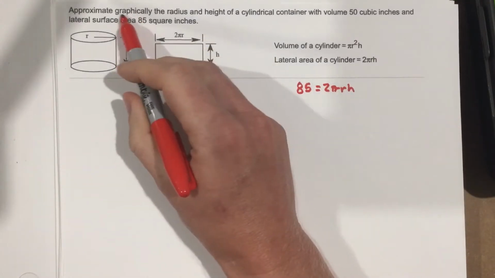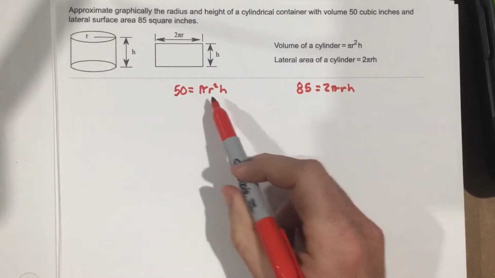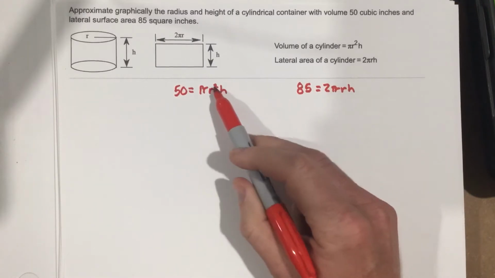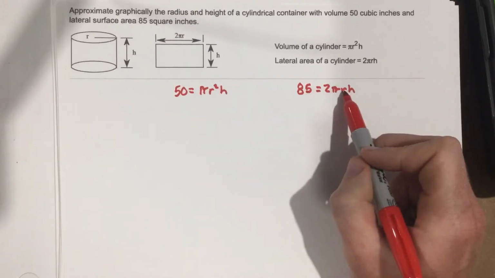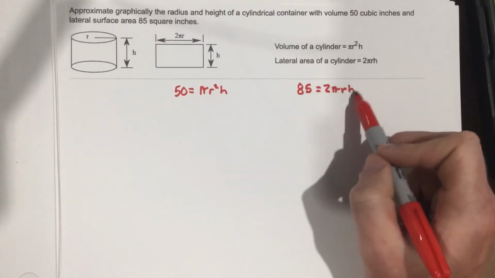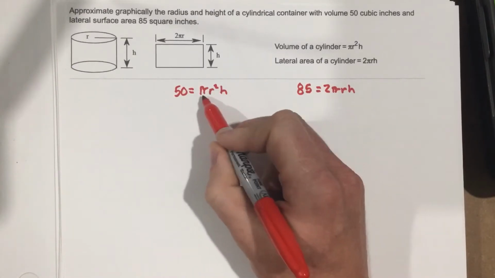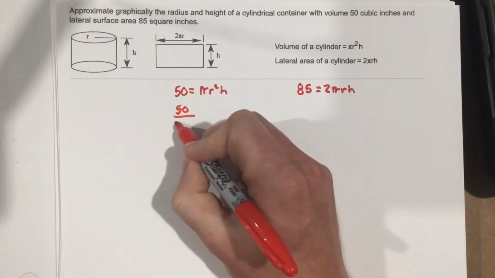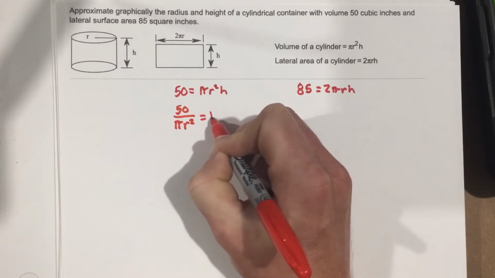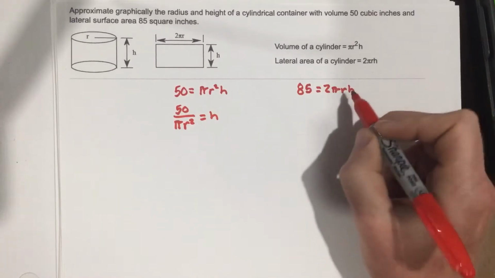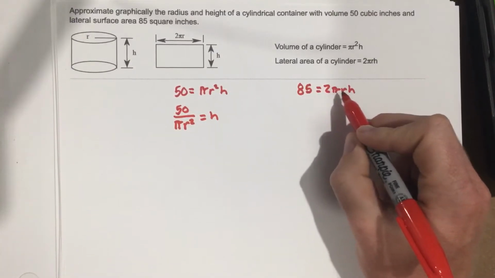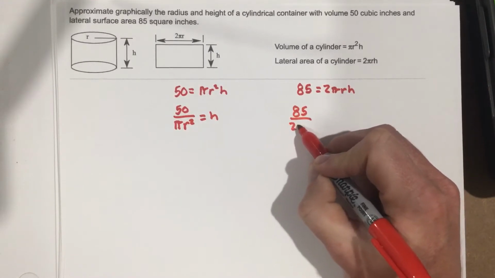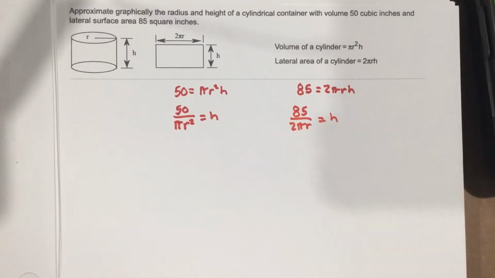If we're going to solve this graphically, which they said here, we probably want to solve each equation for the same variable. Because we see r squared and r here, we want to solve each equation for h. So let's divide by pi r squared. We end up with 50 over pi r squared equals h. Then we divide the other side by 2 pi r, so we end up with 85 over 2 pi r equals h.